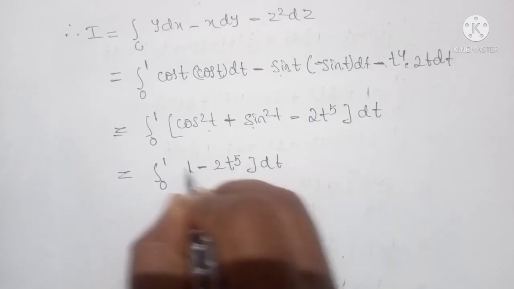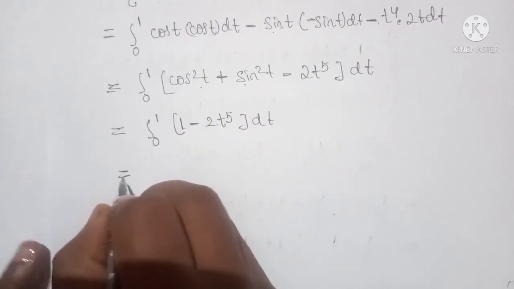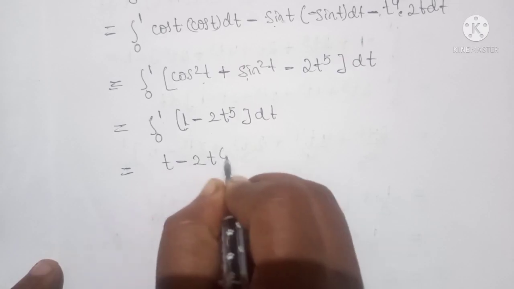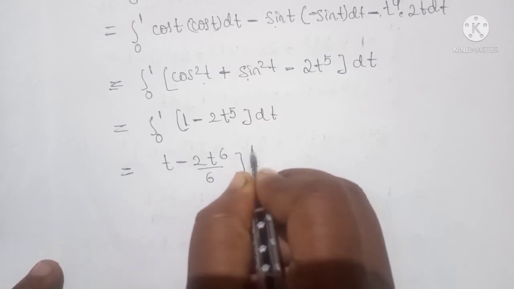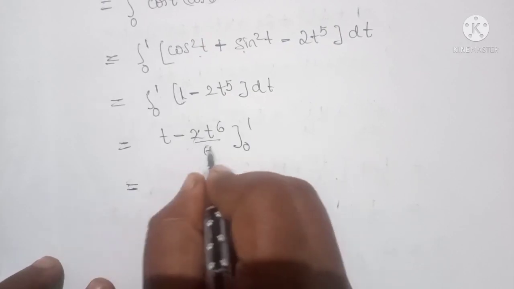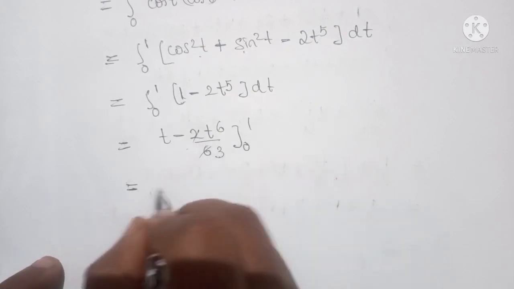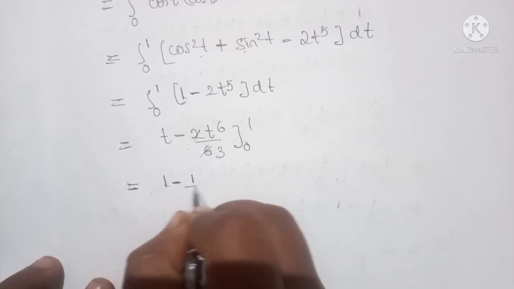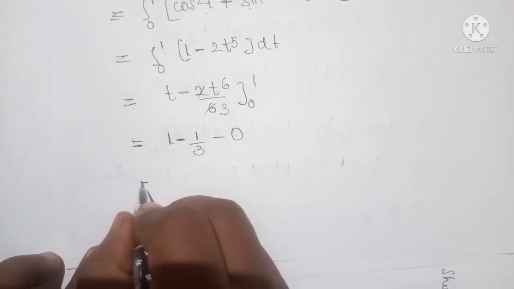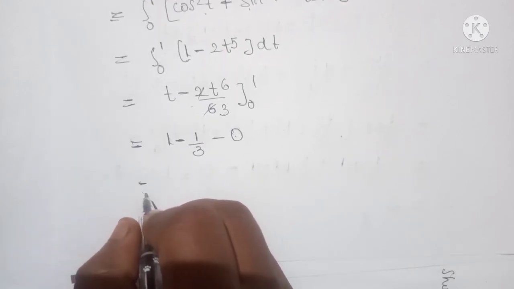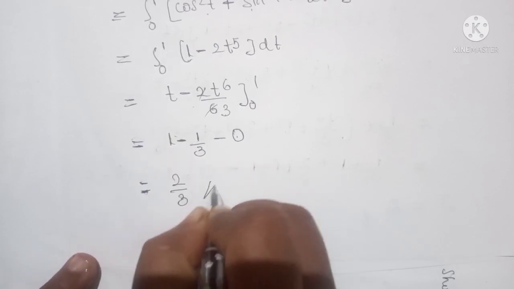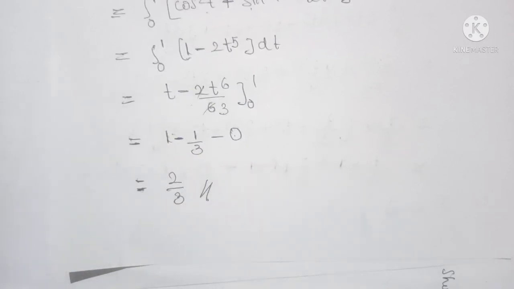Now integrating this, we get t minus 2t power 6 divided by 6, and the limits are 0 to 1. Further simplifying, we get 1 minus 1 by 3 minus the lower limit, which is 0. So its value is 1 minus 1 by 3, which is 2 divided by 3. So this is the required answer.